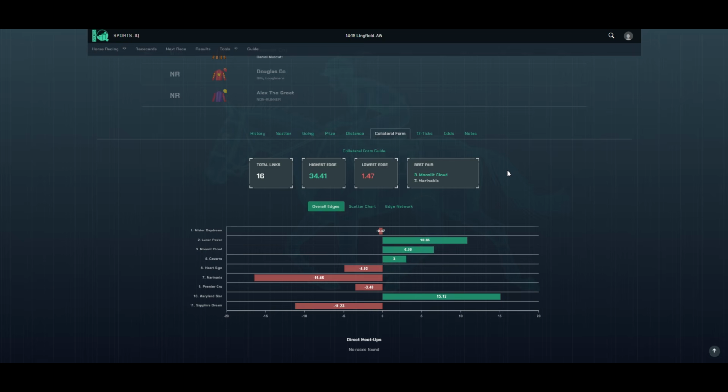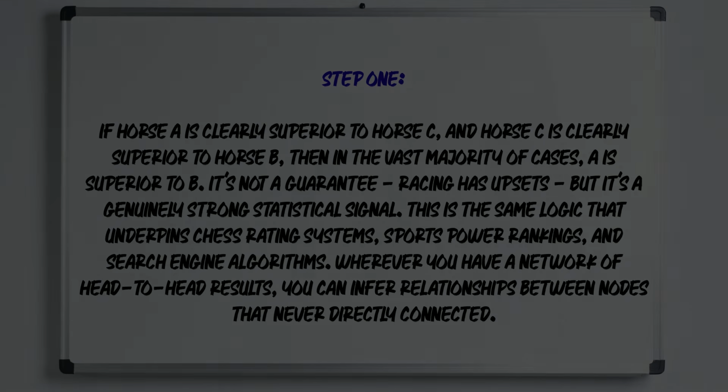Why does collateral form work? Horse racing form is relative, not absolute. A horse that wins by 5 lengths in a slowly run race carrying bottom weight has not necessarily proven more than a horse that's beaten a length in a truly run race carrying top weight. Raw results, win, place and distance beaten, mean almost nothing without context, and the single richest source of context in racing is shared opponents. Here's the logic in 3 steps.